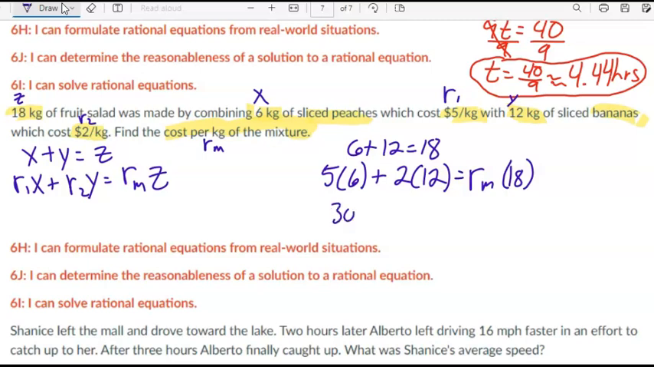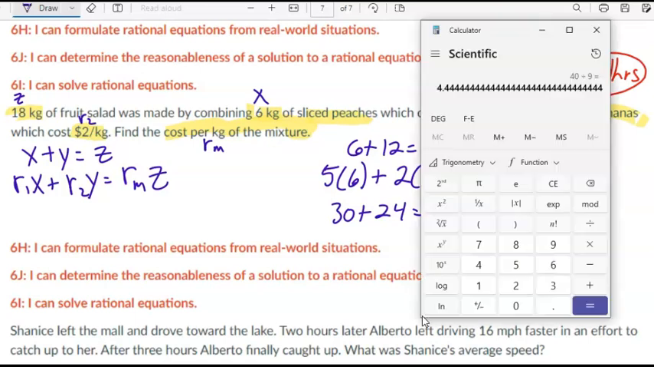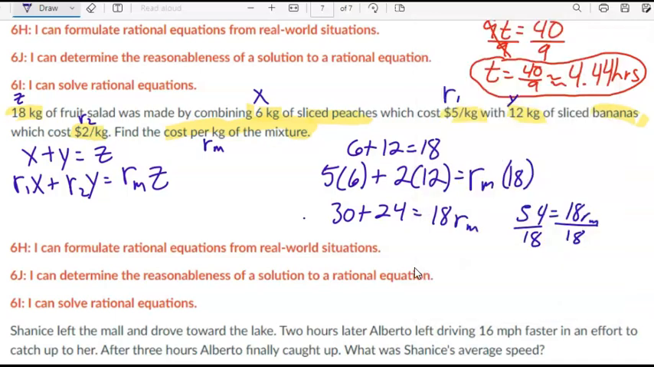Okay, so then we have 30 plus 24 equals 18 times something. Okay, let's add those together. 54 equals 18 r. Divide each side by 18, and we get 3. So our answer is $3 per kilogram of the mixture.